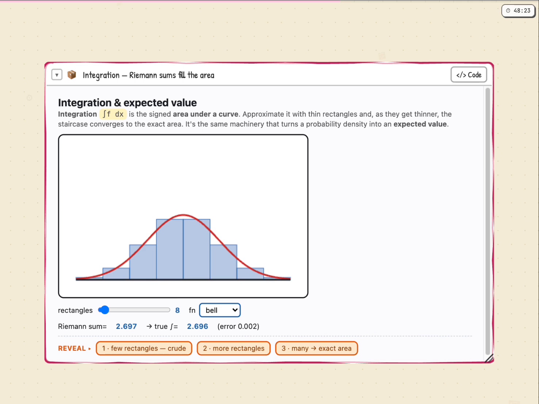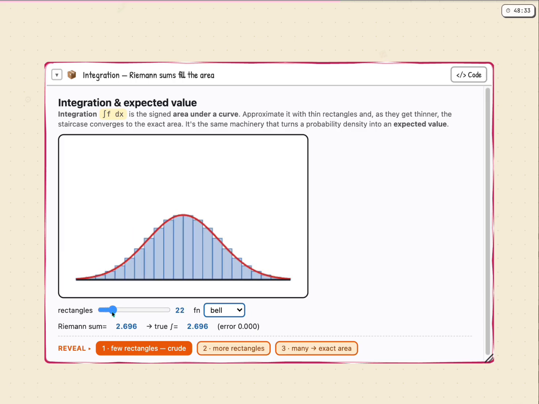With just a few fat rectangles, it's a crude, blocky staircase. A rough estimate. But watch as I make the rectangles thinner and thinner. The staircase hugs the curve more and more closely, and in the limit, it converges to the exact area underneath. That limit is the integral.